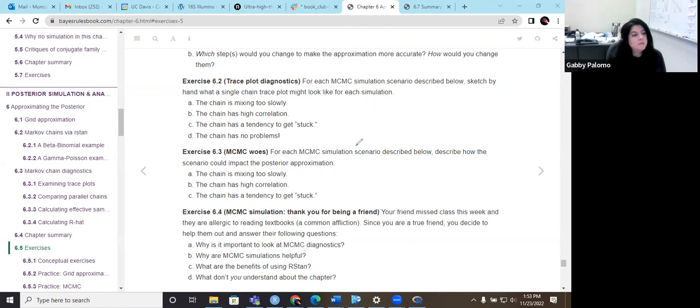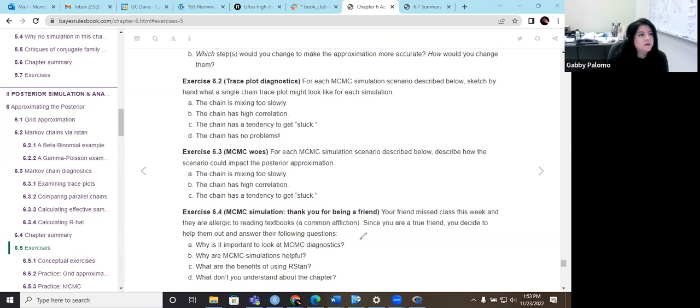Yeah, mixing too slowly was the spread-out one, like in steps, I thought. And then I think the stuck one was like that, and then it would go like this. To me, it gets stuck in a value, and then it's trying to move out, but then it goes back to that one again. The mixing too slowly, ugh, I can't draw.